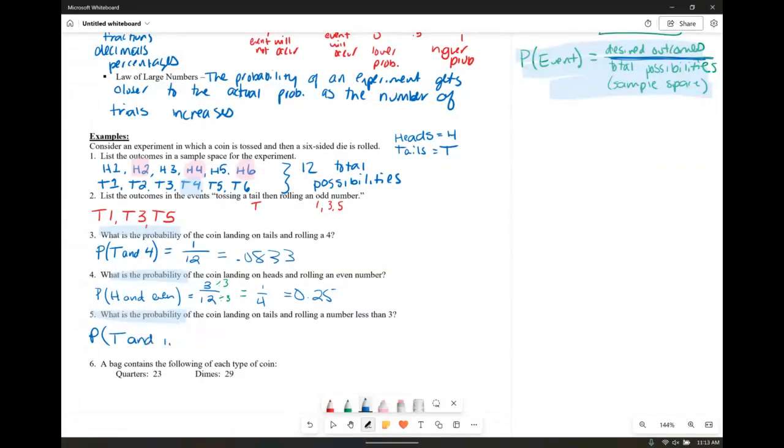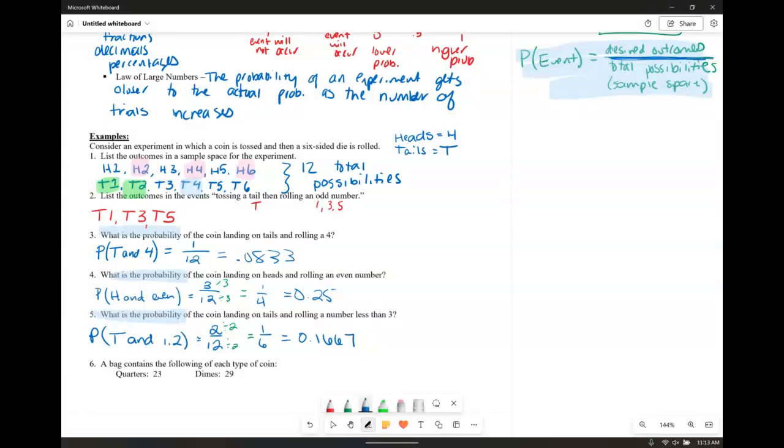So that would be like a 1 or a 2. Okay, so I'm going to look back up here again. I need a tails 1, tails 2. So this time I have 2 desired outcomes out of 12 possible. I can reduce this fraction and make it a 1 and a 6, or I could say that is 0.1667 rounded to 4 decimal places.